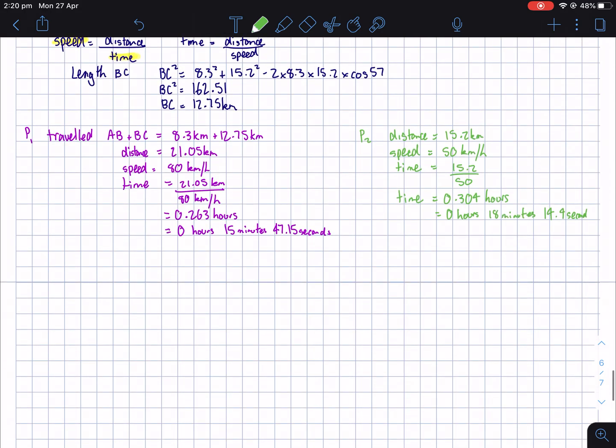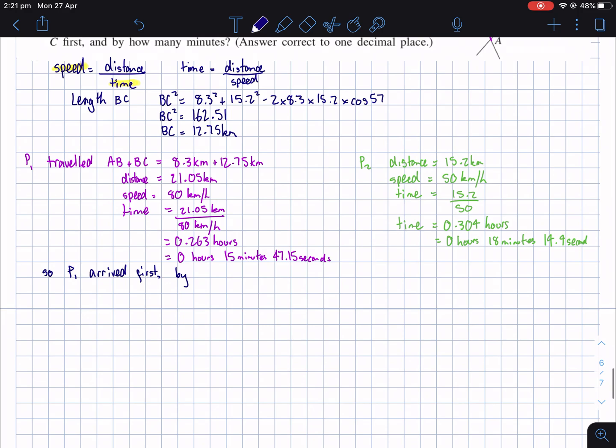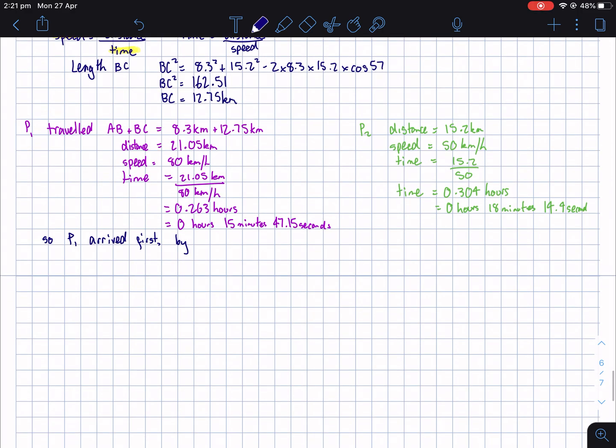Okay, so P1 arrived first, because it's only 15 minutes. If we want to know by how far, we do the bigger minus the smaller. So I'm going to go back to the fractions I put in. 15.2 over 50 minus 21.05 over 80.